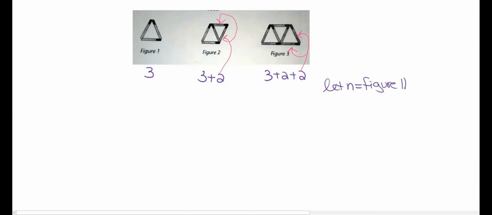In figure 1, we have 3. In figure 2, we have 3 plus 2 more. In figure 3, we have 3 plus 2 additional ones plus another 2 additional ones. So the plus 2 are that one, and then this plus 2 are going to be that one and that bottom one there. So now let's let n equal the figure number.